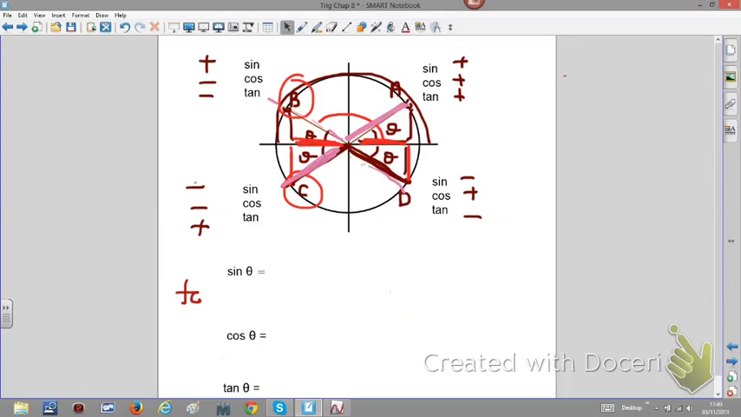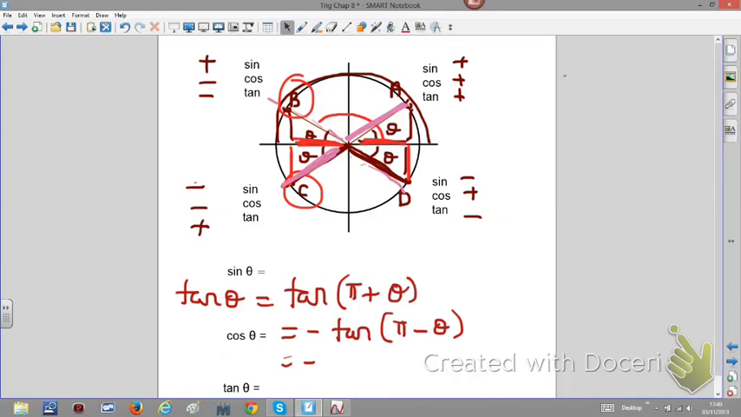So tan theta must be equal to tan of pi, or 180, plus theta. So pi plus theta. And then the negative of that would be for B and D. So that must be minus tan of pi minus theta. And again minus, which is tan of, for D, that would be 2 pi minus theta. So we've got the relationship between the 4 angles.